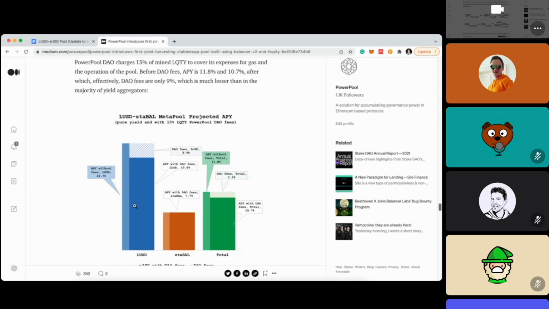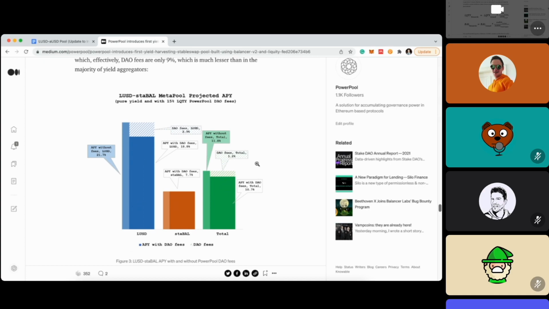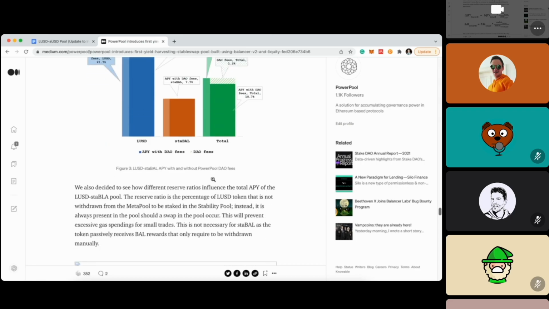So this is the diagram for the profits, where profits come from. So DAO fees, and the LUSD profit before DAO fees and after DAO fees. StabAL is not charged fees, so that is why they are equal to each other. So this is the resulting APY: 11.8% before DAO fees and 10.7% after DAO fees. And DAO fees are 1.2%.